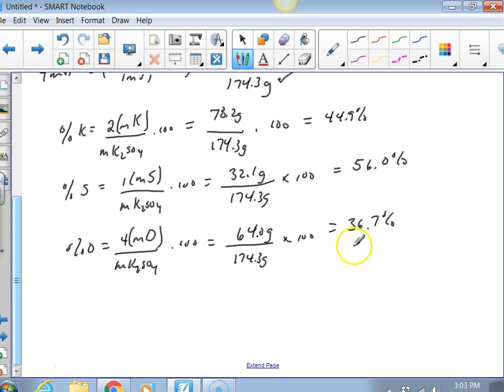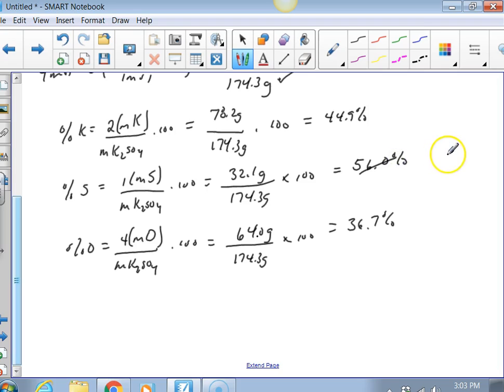Now, as I add these up, I get well beyond 100%. So I've got a percentage problem here somewhere. As I go back through and check, I see that this is correct: 78 grams is 44.9% of 174. So there's no way that 32.1 could be 56% of 174. So I'm going to check this number. I've got 32.1 divided by 174.3, and yes, there is my mistake.